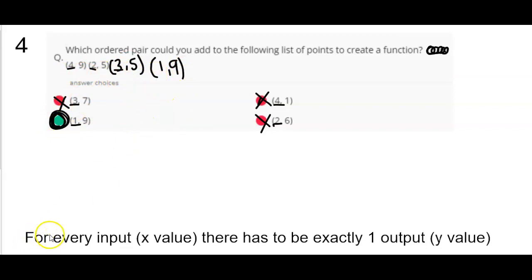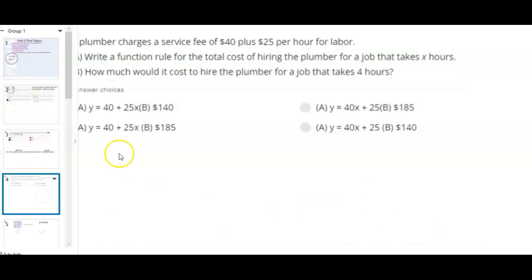And remember your definition. For every input, there has to be exactly one output. Another way they say input besides x value, sometimes they'll call this the domain, and sometimes they'll call this the range. But that is how you tell if something is a function. You can also look at graphs and t-tables, but that same definition has to be true for all of them.